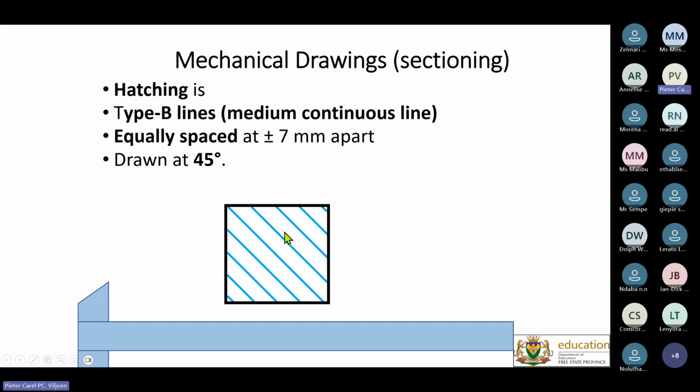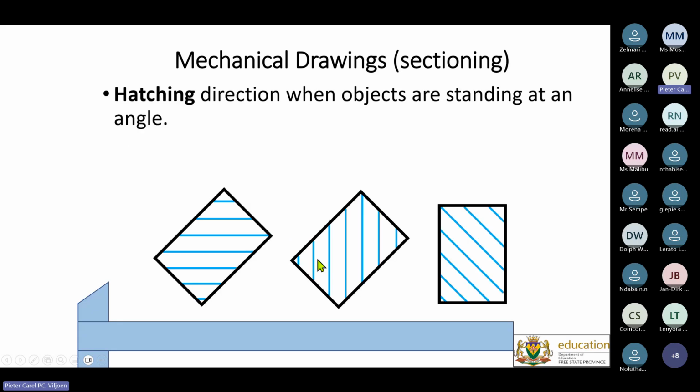What does the examiner look for? If it gets to the end of the year, he's looking for hatching that, one, is made from a type B line, and two, has lines that are spaced apart from each other in a constant sequence, right? So it's not 7 millimeters and then 3 and then 7 and 7 and 7 and then 2 millimeters. That is what he's looking for.